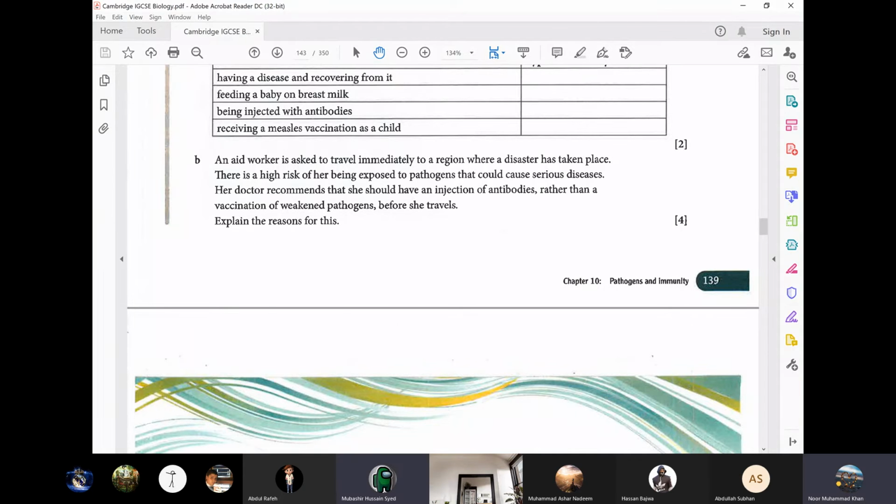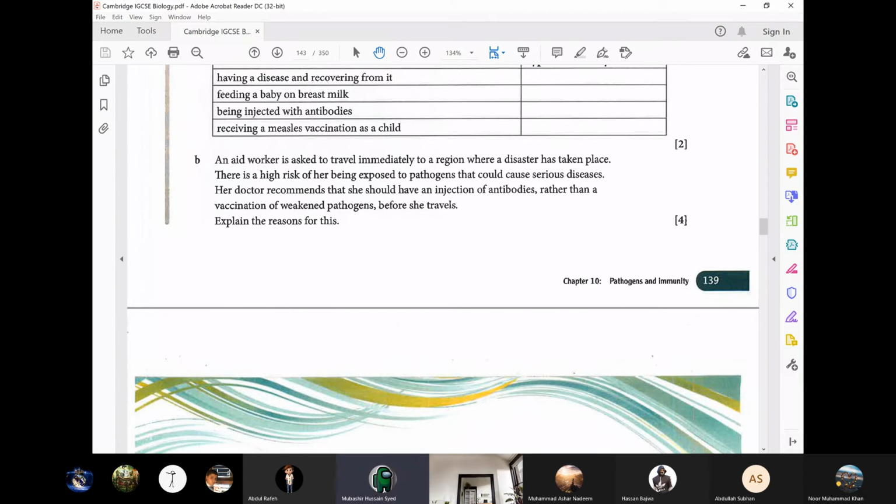Sir, because the pathogens are already there, passive immunity works immediately. But for active immunity, the body has to make antibodies against them, so it takes time. Very good. When the antibodies are injected into the body of the aid worker, she will get immunity right away because antibodies are entering the body. So that is an immediate response.